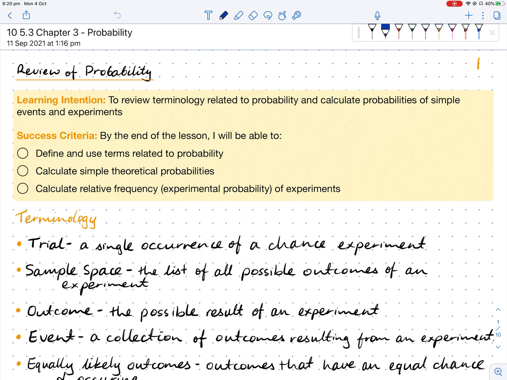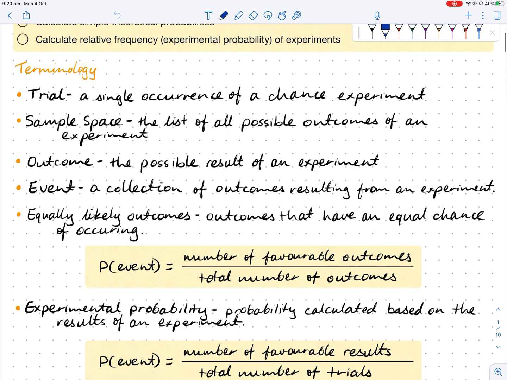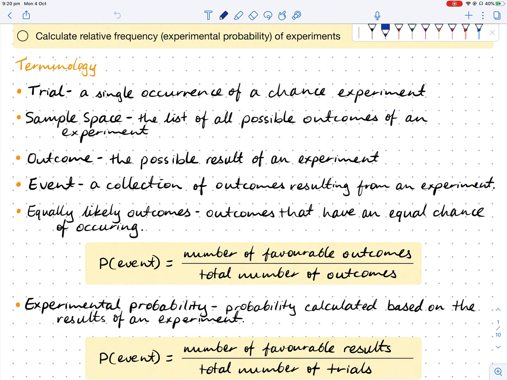By the end of this lesson, you should be able to define and use these terms with confidence, to calculate some simple theoretical probabilities, and also to calculate relative frequency or experimental probabilities. So just to start off with, here's some terminology that we use a fair bit of.